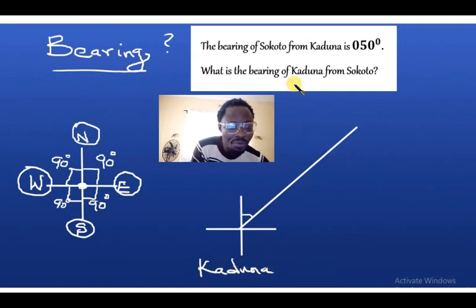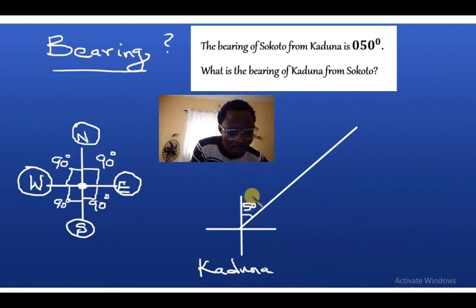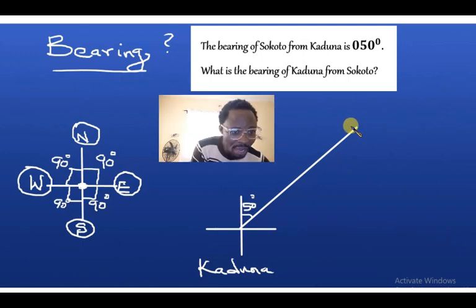From the question, from Kaduna is 50 degrees. So Kaduna is 50 degrees. Now, that means we have our next location somewhere around here. So do not forget the definition of bearing. Angular relationship between two places measured in degrees from the north.